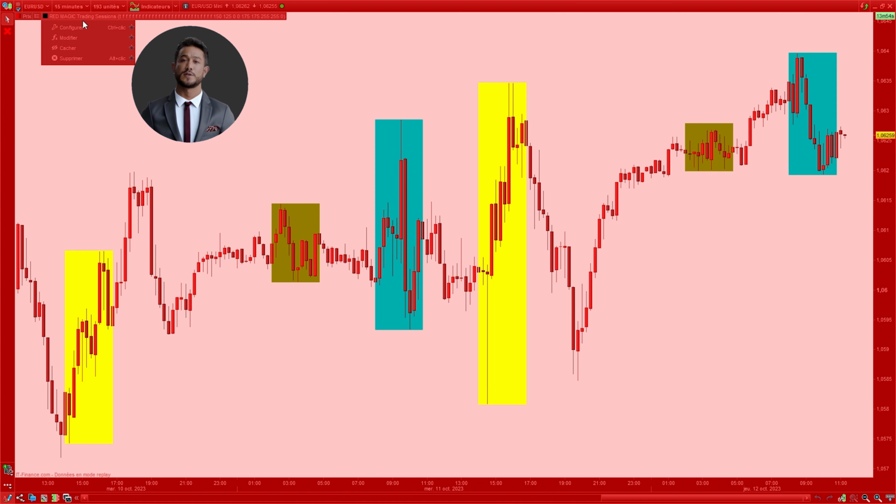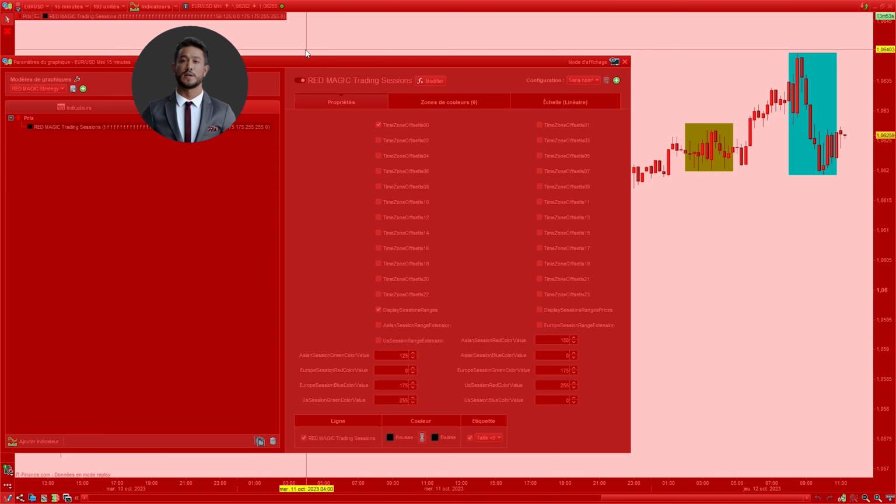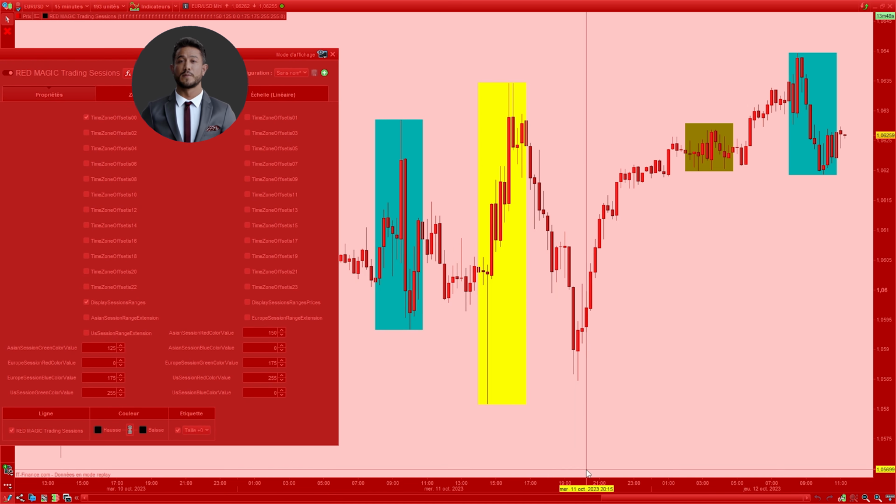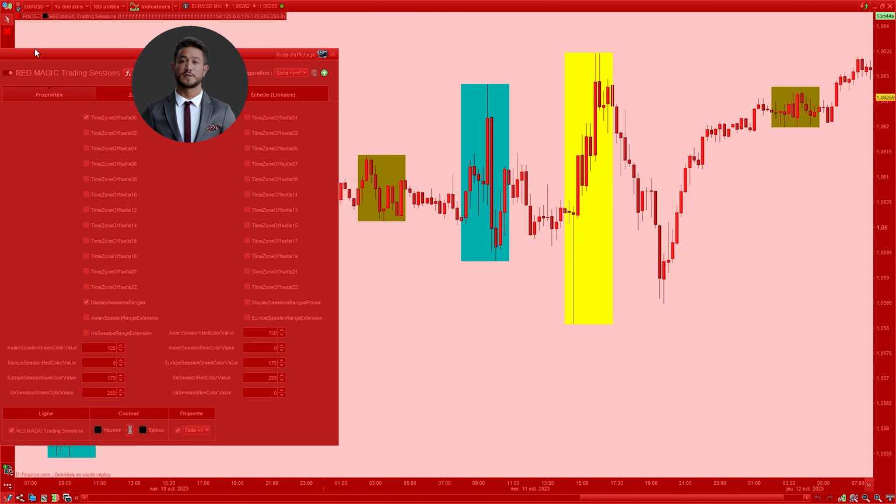Click on the Red Magic Trading Sessions indicator, then click on Configure. The Red Magic Trading Sessions indicator displays boxes of 3 hours, 1 hour before the open followed by the first 2 hours of the session. For example, this is the Asian session box. 3 hours on a 15 minutes chart represent 1, 2, 3, 4, 5, 6, 7, 8, 9, 10, 11, 12 candles. You're looking at the US session 3 hours window here.